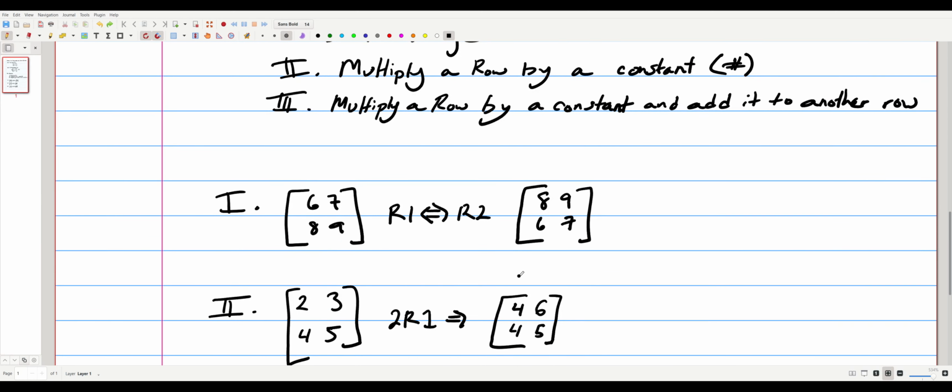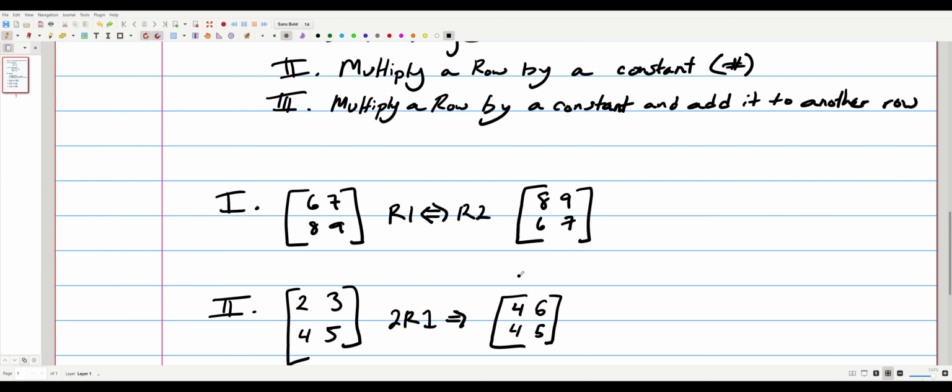The second tool that you have is multiplying a row by a constant. For instance, in this example, we're multiplying the first row, R1, by 2. So 2 times 2 is 4, and 2 times 3 is 6. You can see that the second row didn't change at all. Typically, aside from swapping rows, you only ever change one row at a time.